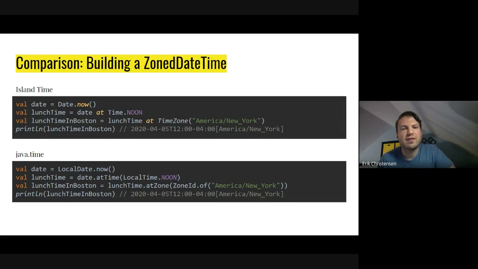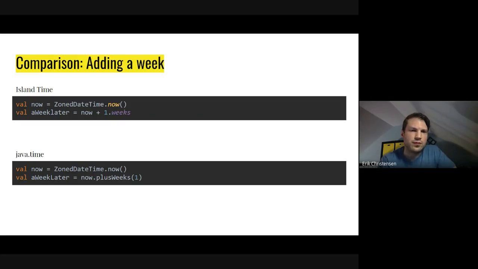In Island Time, you have a similar pattern, except we use the at as an infix operator, so that you can use that to combine together these different smaller parts of a date into bigger date components. If we wanted to add a week, instead of having plusWeeks, we have operator functions available, so we can use 1.weeks, a property on integer that creates a weeks type, so that we can uniquely identify the different types. We'll talk more about durations a little bit later.